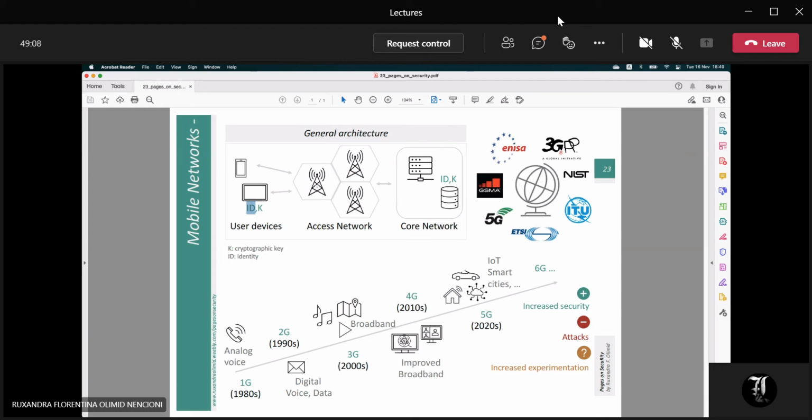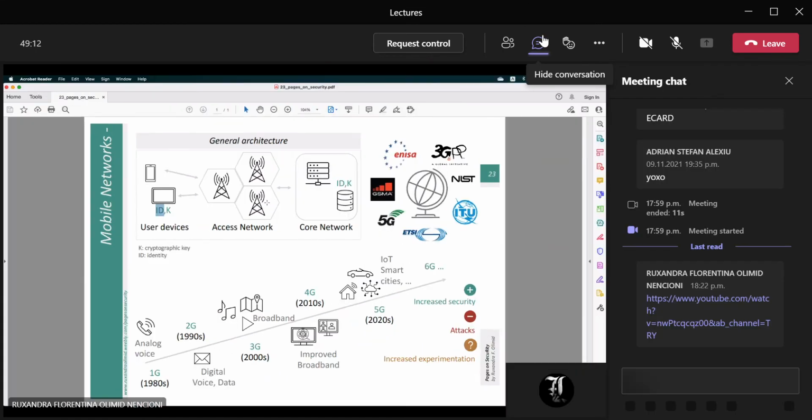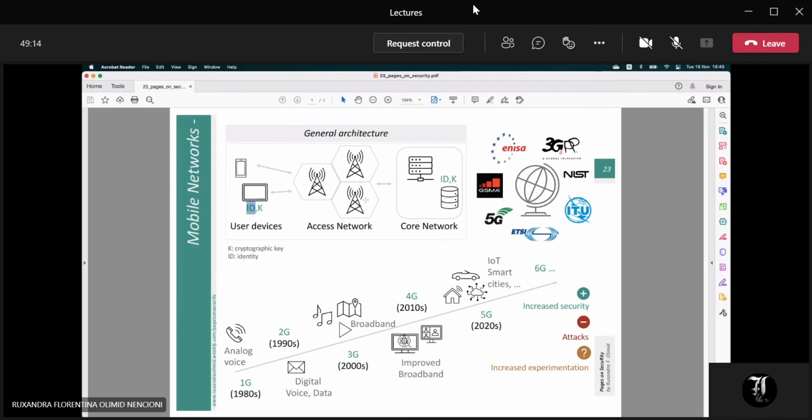And usually there are also more layers. In the same geographical area I can have coverage for 2G, for 3G, and for 4G. So I don't have only one single generation.